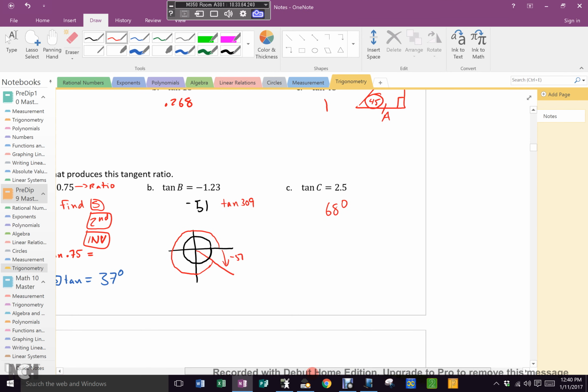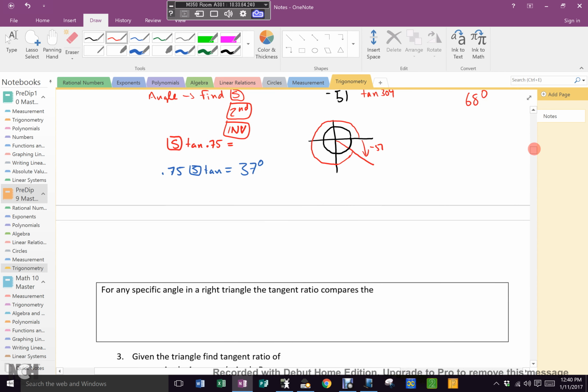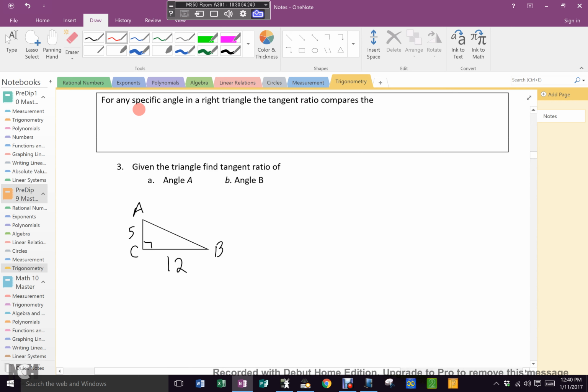Now remember, it doesn't matter about the size and it doesn't matter about the looks. These rules apply, okay, for any angle. Now, when I say any angle, what's the one angle I don't mean? Right. It's not the right angle. It's for any angle, not the 90 degrees. It's for the other two. The tangent ratio compares the opposite side to the adjacent side.